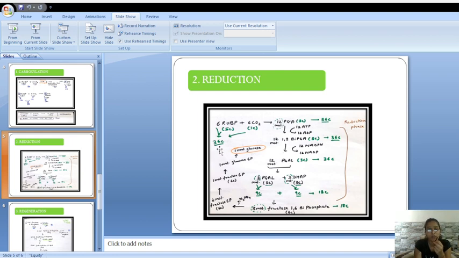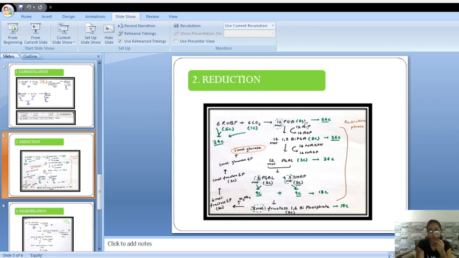Now we should balance out the carbon numbers. RuBP is a 5 carbon compound. I'm taking 6 molecules of it, 6 into 5, 30 carbons. And 6 carbons from CO2, so total 36 carbons. The PGA should have, and we know that PGA has 3 carbons, so 3 into 12, 36. Okay, now the carbon is balanced.